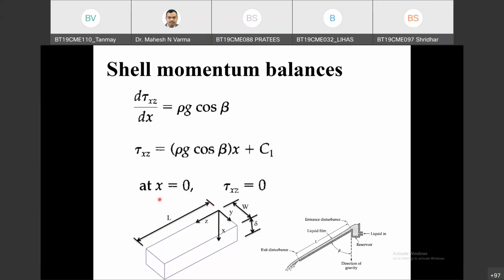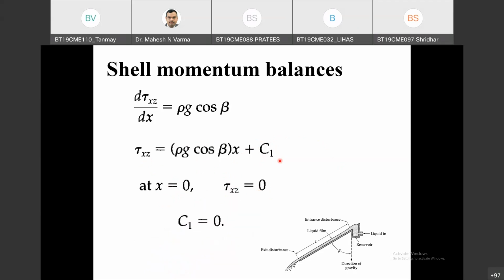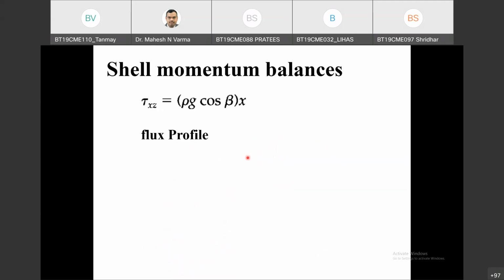Now substituting this information in this equation, I can get the value of C1. If I substitute x equals 0, this term will be equal to 0, and tau xz equals 0, so it gives me C1 equals 0. Substituting C1 in this equation, I will get the flux profile. This is called the flux profile.